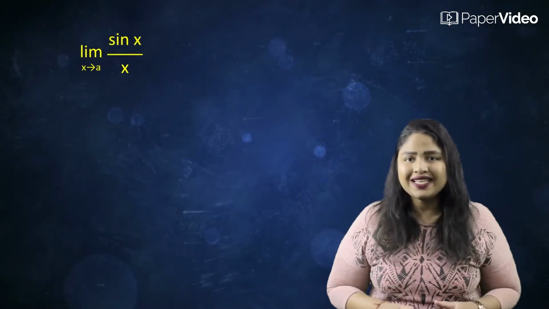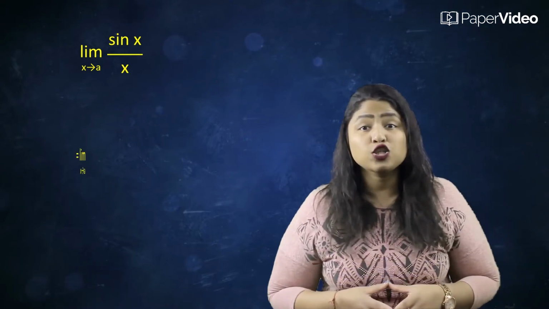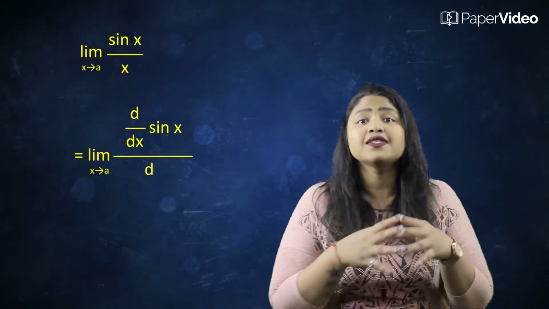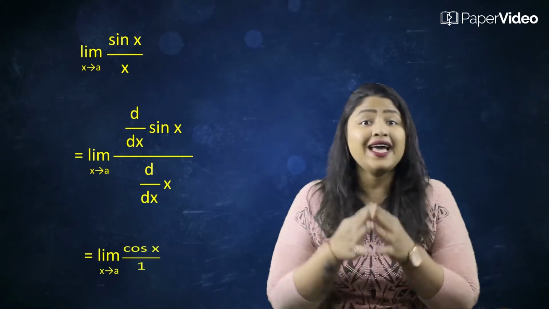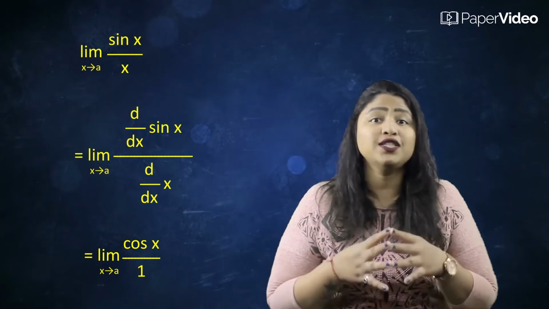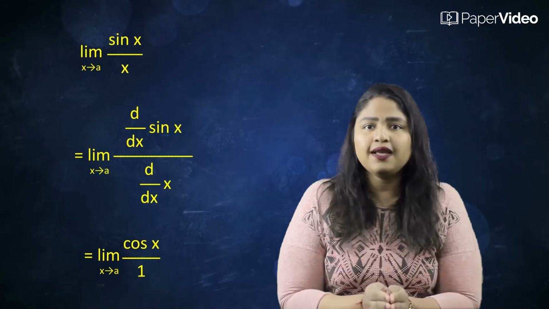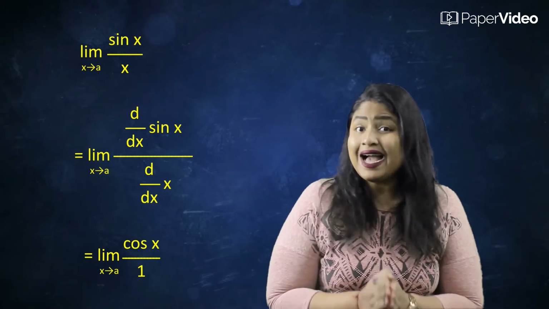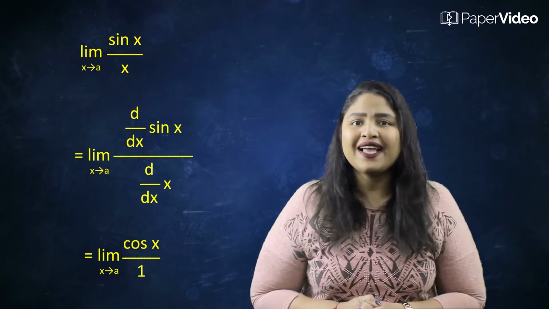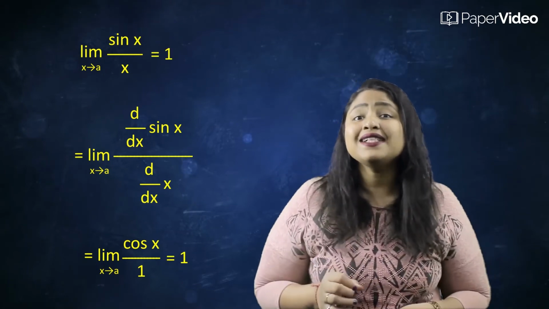Let's understand this rule with the help of an example. Suppose we have this limit. Clearly we can see that it is of the form 0 upon 0. So by applying L'Hospital's rule, we have limit of sin x upon x as x approaches 0 equals derivative of sin x upon derivative of x as x approaches 0 equals limit of cos x upon 1 as x approaches 0. Now applying the limits, we get the value as 1. So this is how we apply L'Hospital's rule.